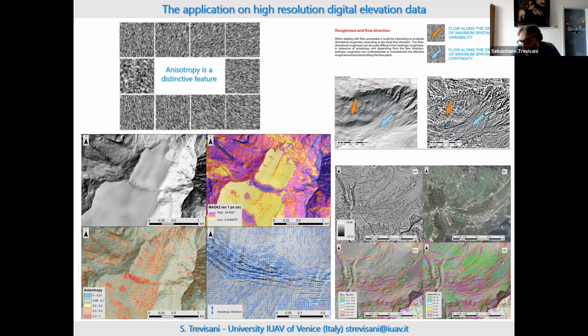for example, in landslide susceptibility models, because in areas in which you have erosional processes or depositional processes, many times you have elongated features in the direction of flow lines. And these differences in anisotropy are also very important when you are modeling, for example, flow processes.